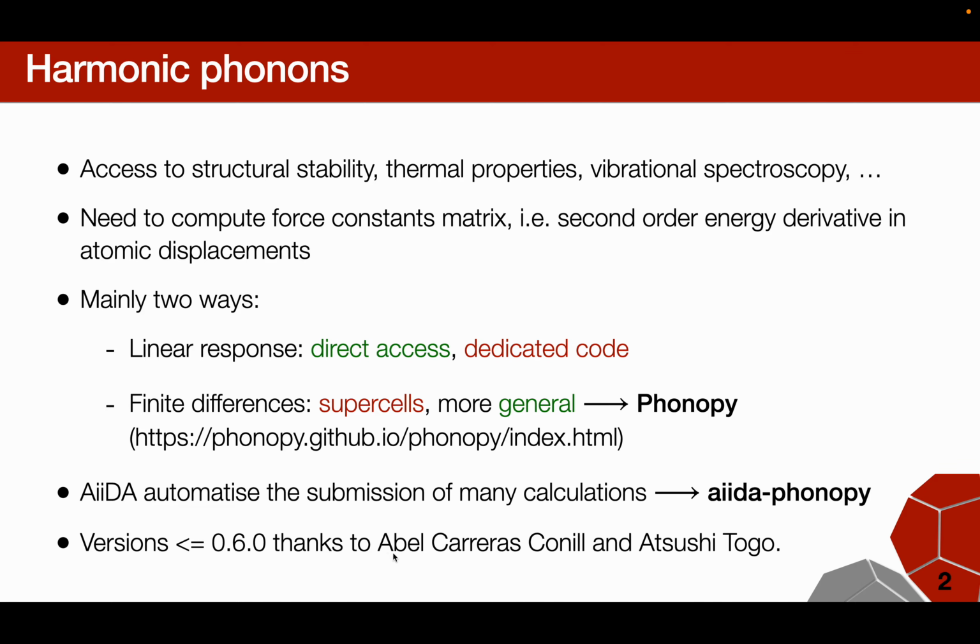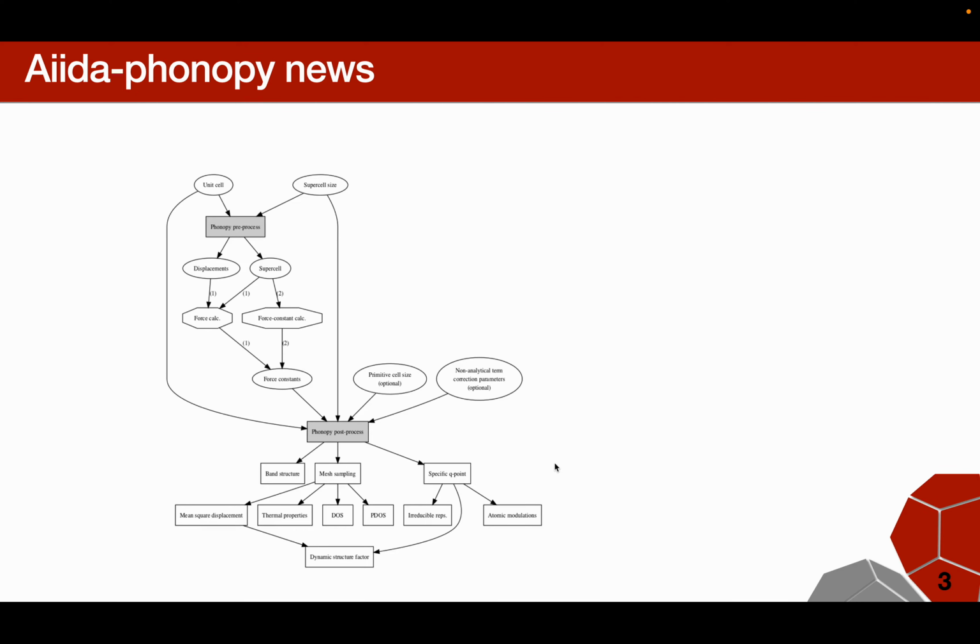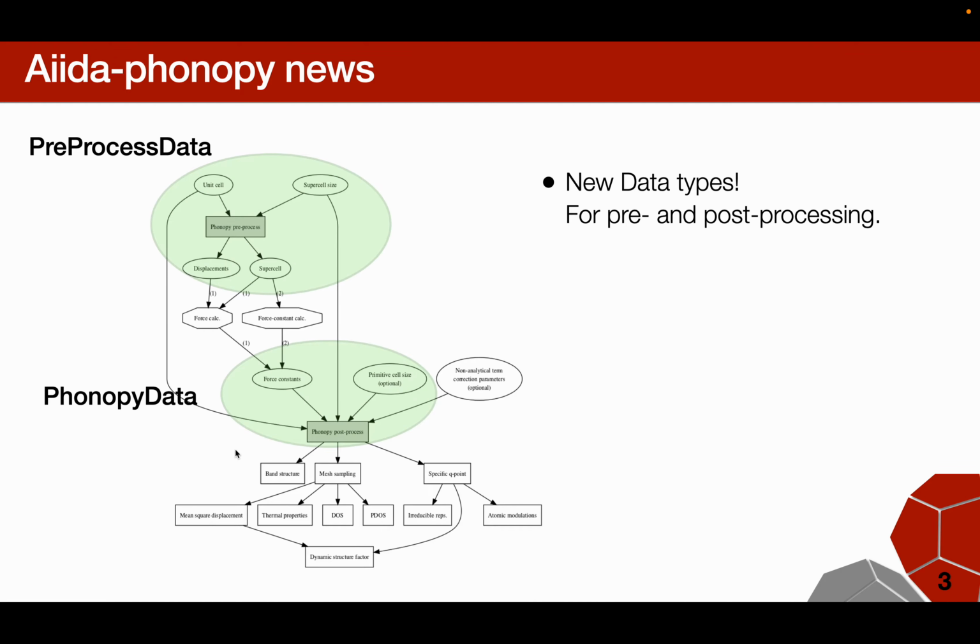Early versions are thanks to Abel Carreras and Atsushi Togo, and I continued their work. At the beginning, this is the workflow that you can find also on the Phonopy webpage, and AiiDA-Phonopy could only interface VASP and Quantum Espresso. So we understood that in order to make AiiDA-Phonopy interface with any code, we actually needed to subdivide this workflow. And to do so, we realized that using data types could allow us to do so.